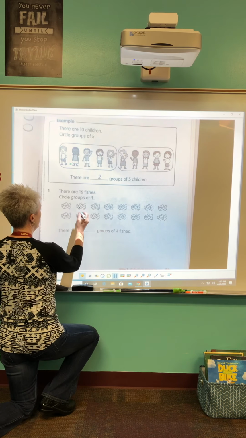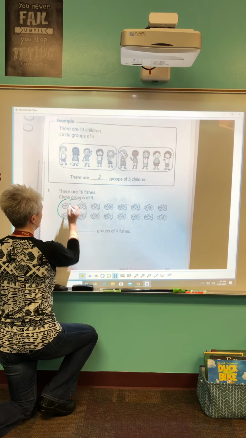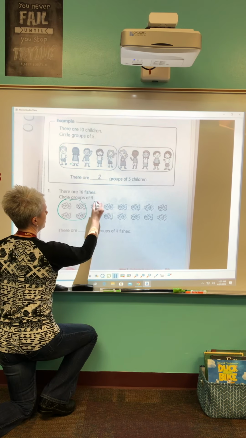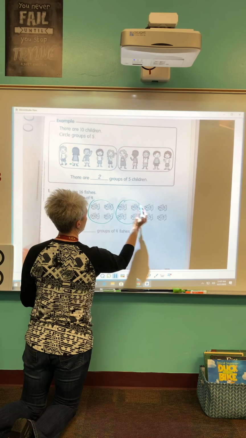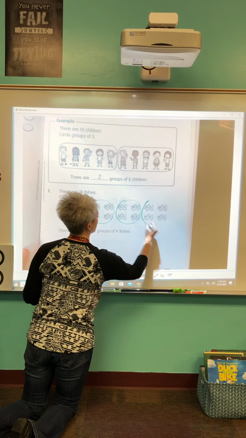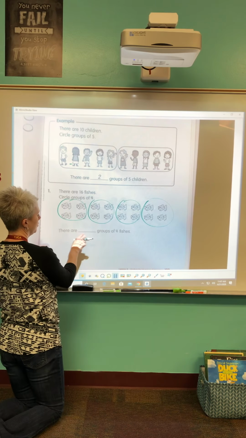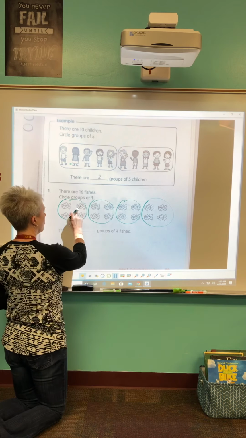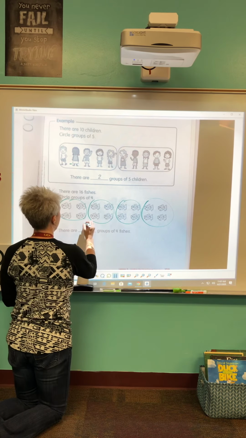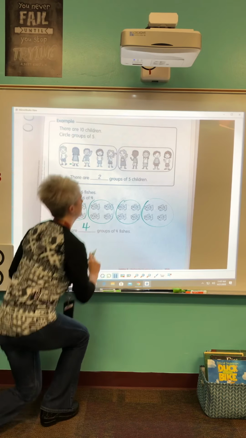So 1, 2, 3, 4. There's a group. 1, 2, 3, 4. There's a group. 1, 2, 3, 4. There's a group. 1, 2, 3, 4. There's a group. There are blank groups of 4 fishes. How many groups do we have? 1, 2, 3, 4. There are 4 groups of 4 fish.